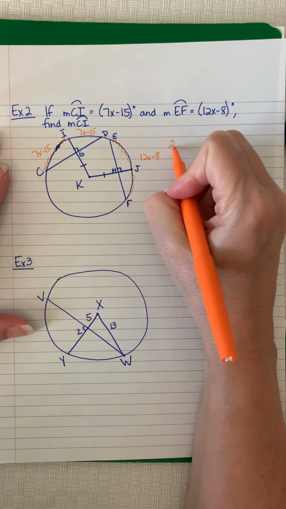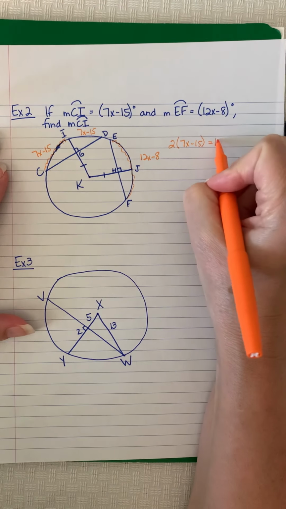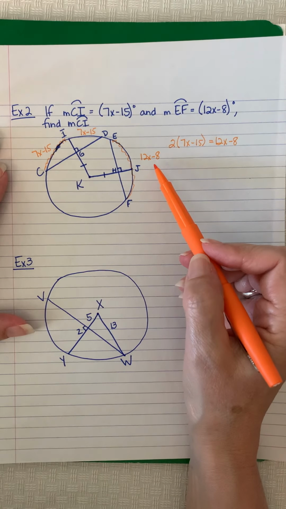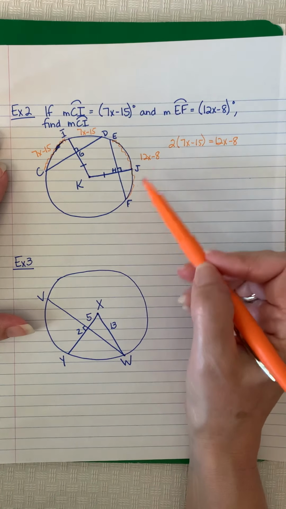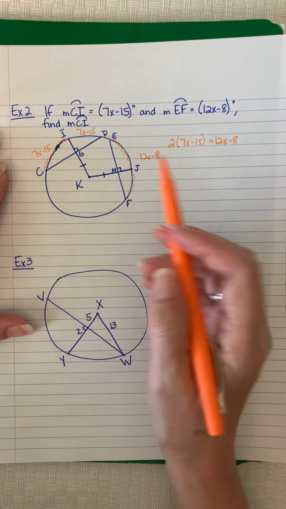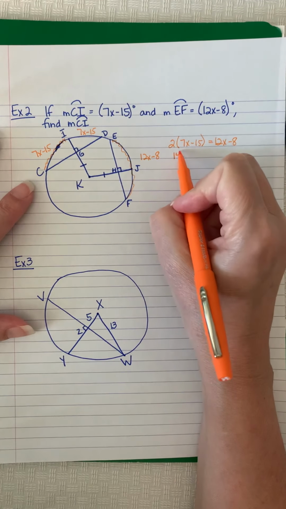So we can do 2 times 7x minus 15 is equal to 12x minus 8. Some of you might have said, well, we can just take half of this, and because both of those are even numbers, you can. I'm just going to do this just to show you for those people who need to see the entire thing. So first thing we do is we distribute.